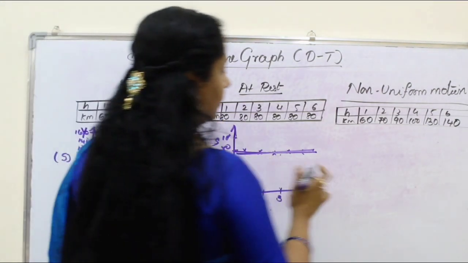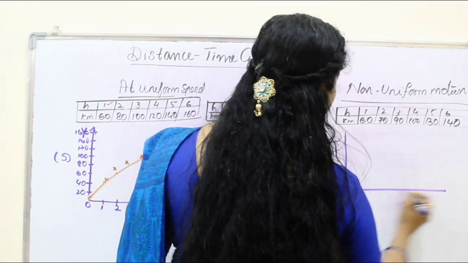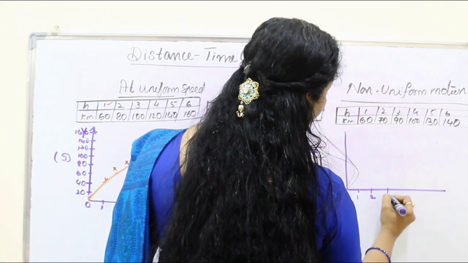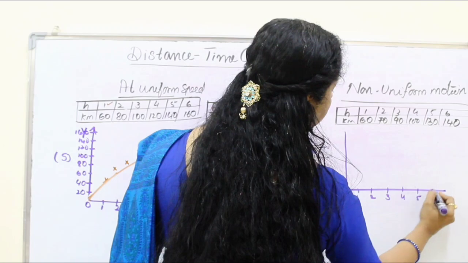Now third, non-uniform. In non-uniform, here again 1, 2, 3, 4, 5, 6.